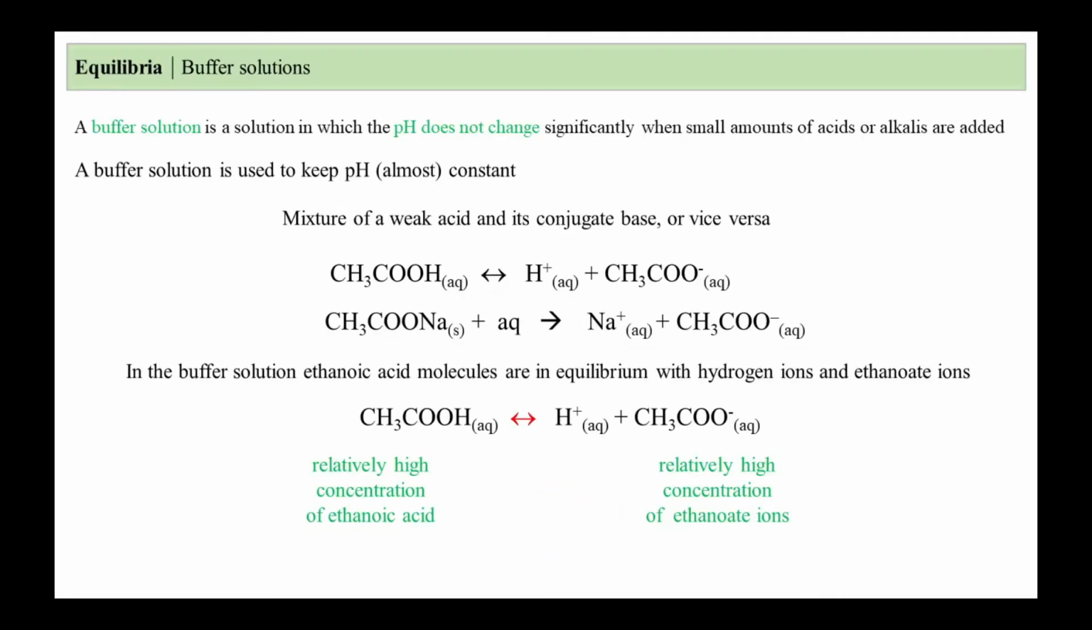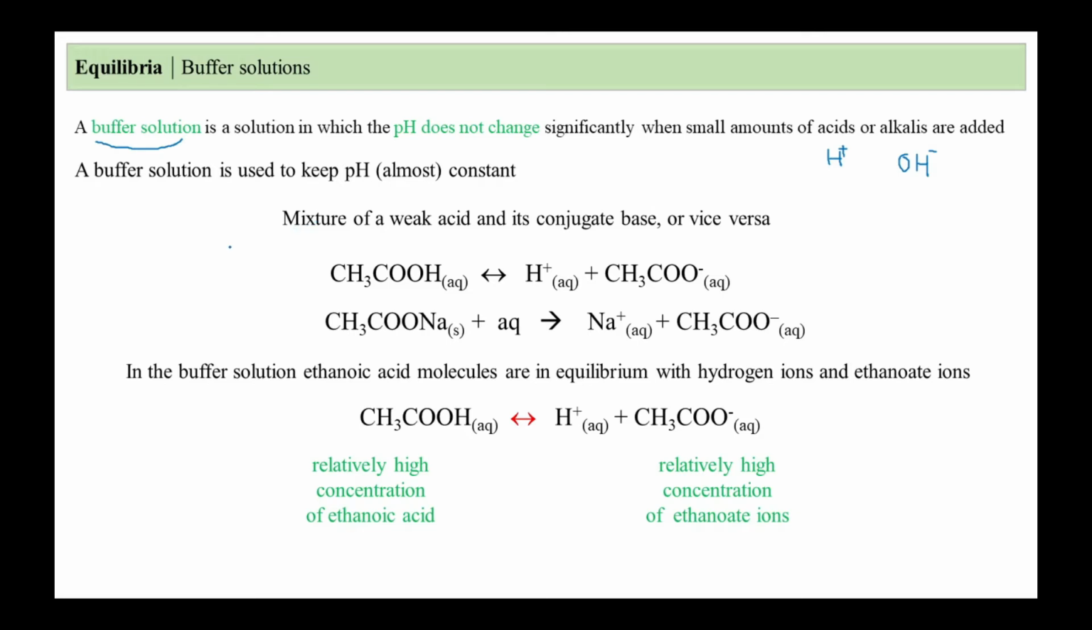By definition, a buffer solution is a solution in which the pH does not change significantly when small amounts of acids or alkalis are added. Once we add H plus ions or OH minus ions to a buffer solution, its pH will not change significantly. So let's see first how we can make these solutions.